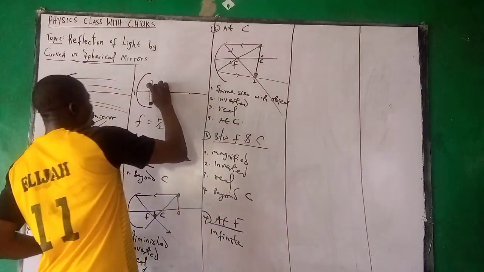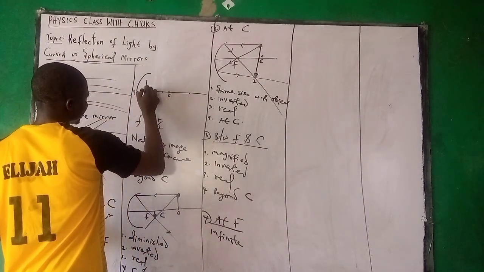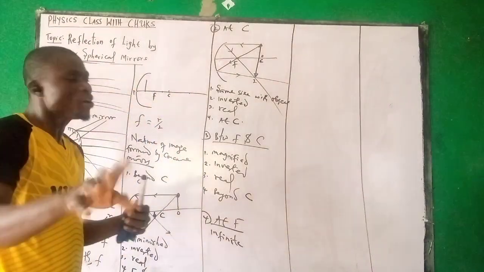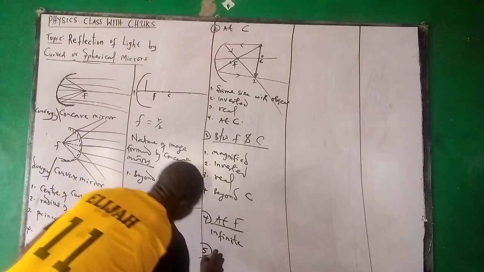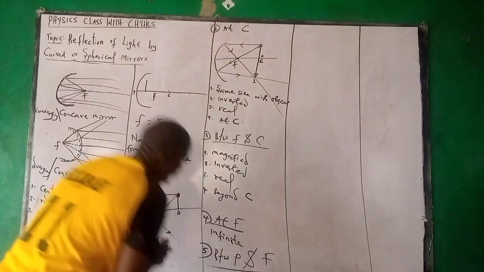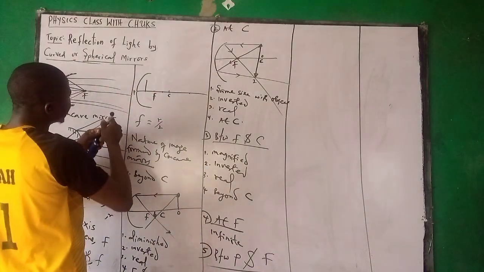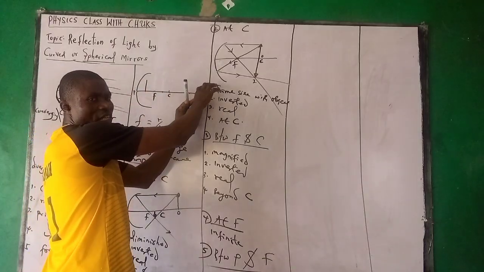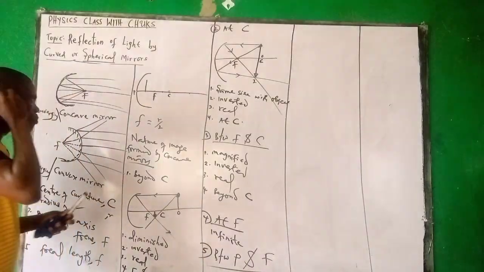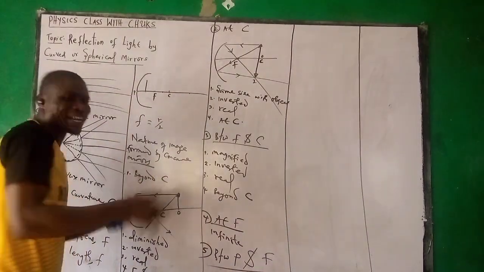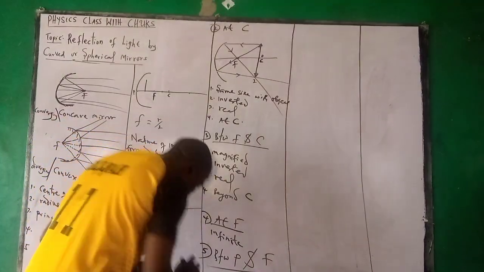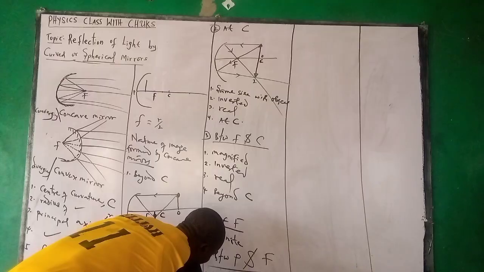Now if I remove my object and put it here between F and the pole, that is number 5, what will happen to the image? If the object is here, note that the image will no longer be here again. The image will be inside the mirror. Get it very well: the image will be inside the mirror, and that's why that image cannot be real again. Because it's not real, we use the word virtual.